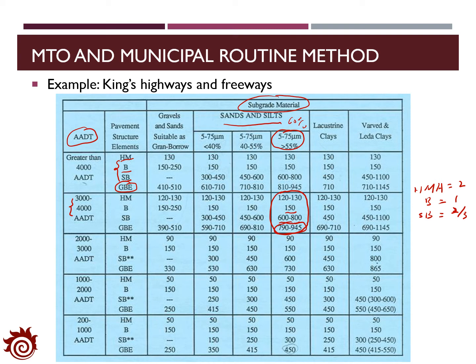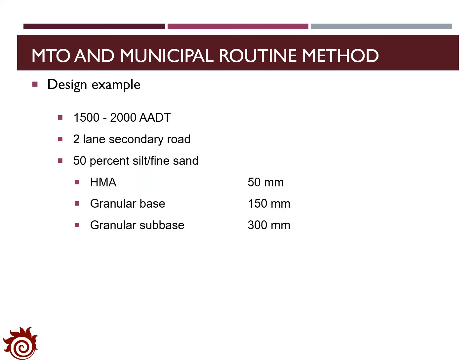Actually, with the consideration of the ADT and the subgrade materials, we can specify the thickness at the different locations of this pavement. And this is one example for the design of the Kings Highway, assuming that the ADT is 1500 to 2000 and it's a 2-lane secondary road. The percentage of silt to fine sand is 50. With that, from the table we can find the thickness of the hot mix asphalt layer is 50 millimeters.